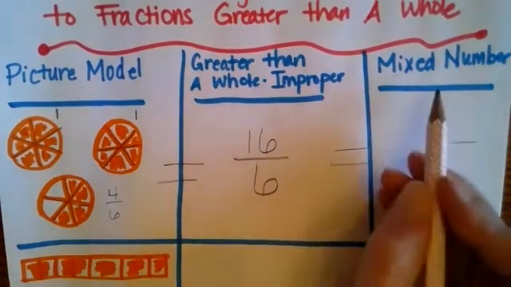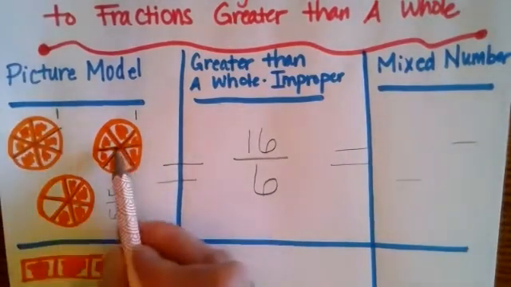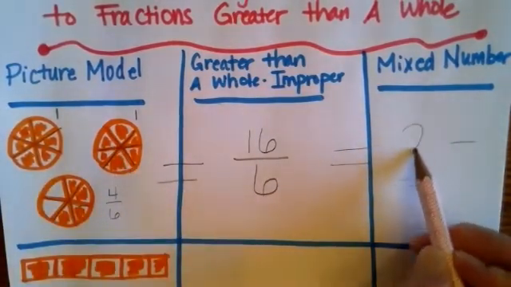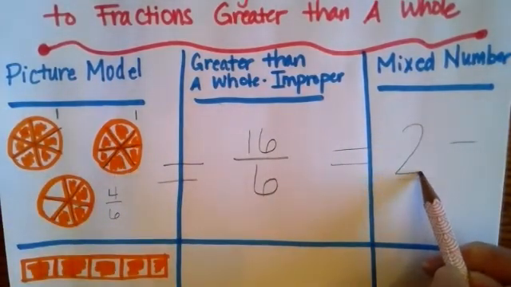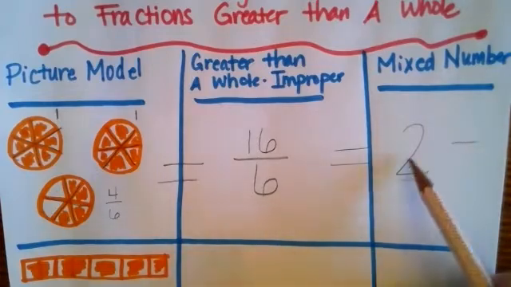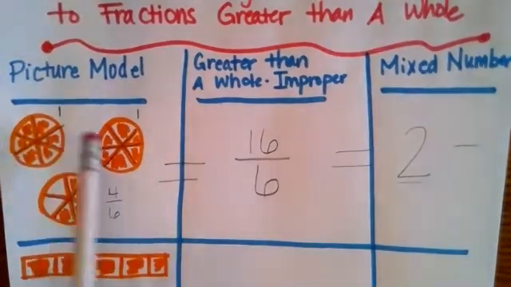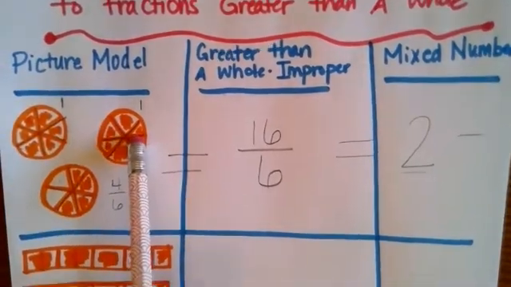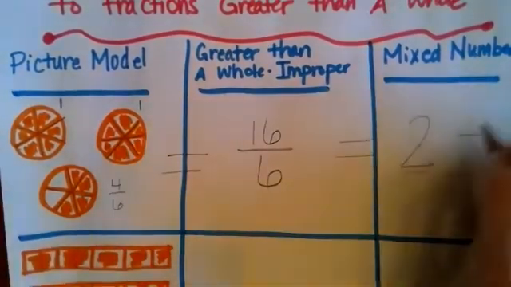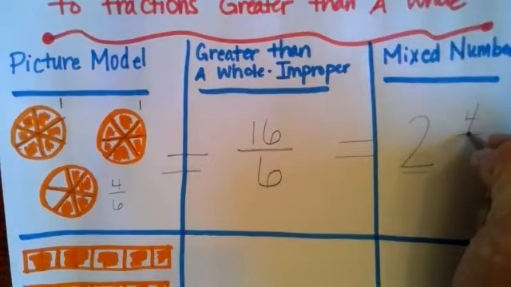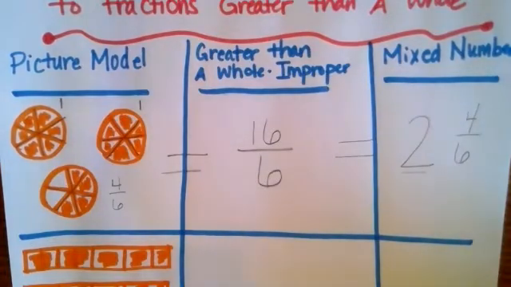So when I go to write that as a mixed number, I have 1, 2 whole pizzas. That's my whole number. I make it huge, at least 2 times bigger than our fraction, to show that it is for sure a whole number. 2 pizzas or pies and 4/6 of another.